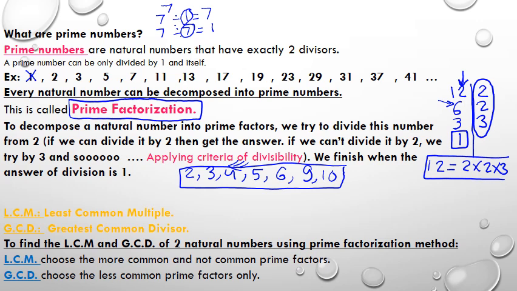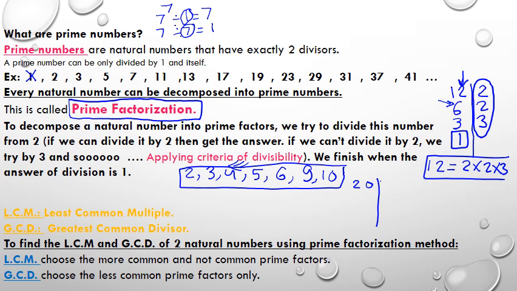Now, after we finish the prime factorization, we should find the LCM and the GCD from the prime factorization. What do we mean by LCM? Least common multiple. GCD is the greatest common divisor. So to find the LCM and the GCD of any two natural numbers using the prime factorization method, to find the LCM, we choose the common and not common prime factors, taking the larger powers. To find the GCD, we choose the common prime factors only, taking the smaller powers. Let's find the prime factors of a number, for example, 20.